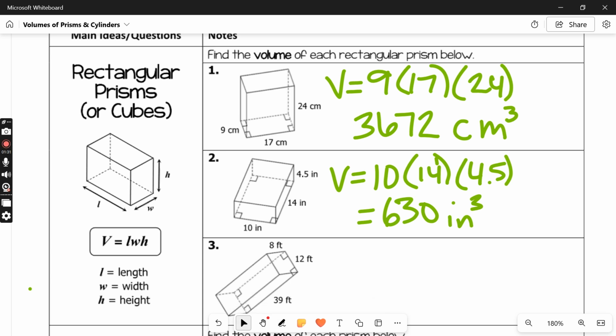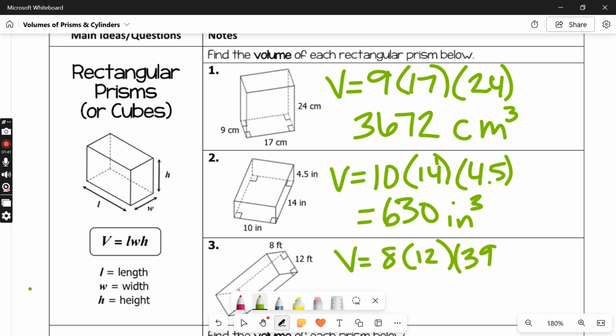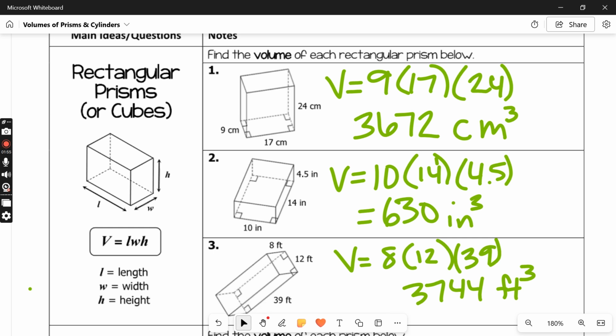Okay, lastly, number 3. Well, not lastly, but lastly for rectangular prisms. Our volume is going to be 8 times 12 times 39. And when I multiply those, I get 3744 feet cubed. And those are the ones that you hope you have a whole lot of because they're nice and straightforward.